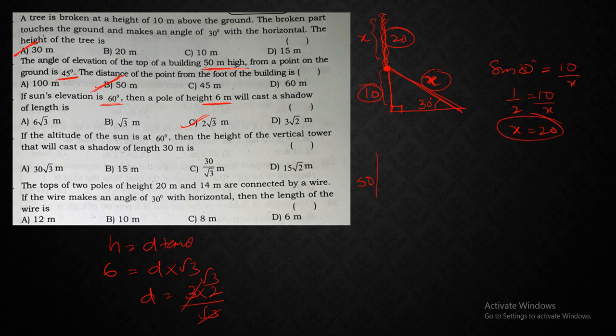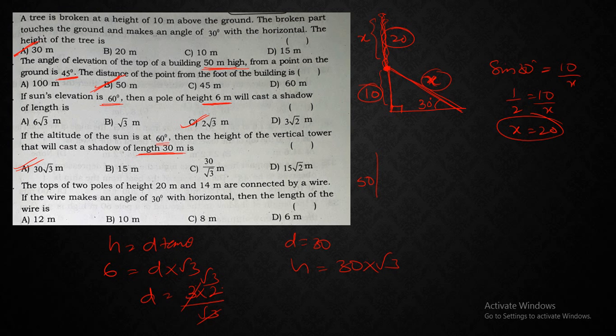If the altitude of the sun is 60 degrees, height of a vertical tower that will cast a shadow of length 30 meters. So he has given distance is equal to 30. Then he is asking height. So h is equal to d tan theta. So 30 into tan 60. So tan 60 is root 3. So 30 root 3 is the answer.